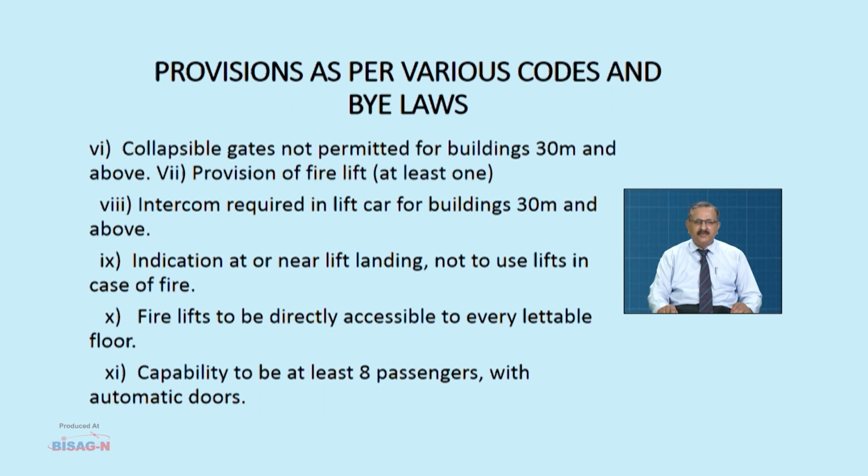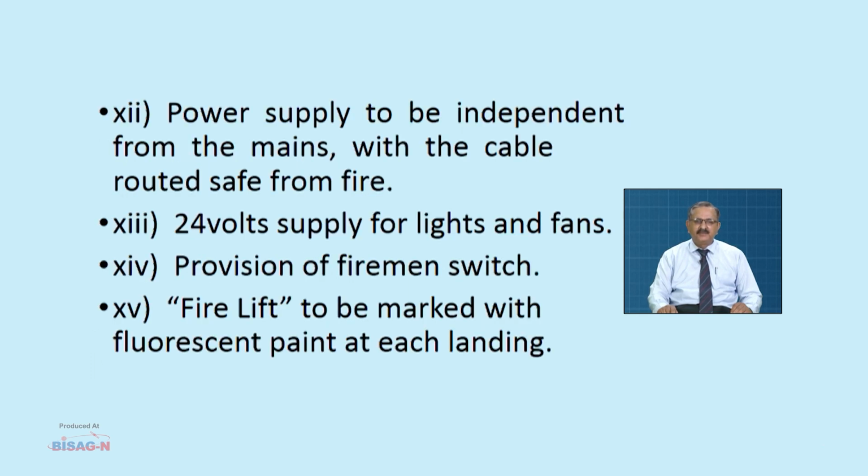Provision of fire lift: at least one should be provided. Intercom required in lift car for building 30 meter and above. Indication at or near lift landing not to use lifts in case of fire. Fire lift to be directly accessible to every lettable floor. Capacity to be at least 8 passengers with automatic doors. Power supply to be independent from the mains with a cable routed safe from fire. 24-volt supply for lights and fans. Provision of fireman's switch. Fire lift to be marked with a fluorescent paint at each landing.